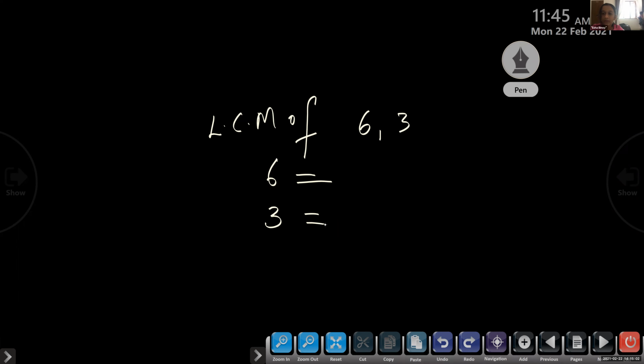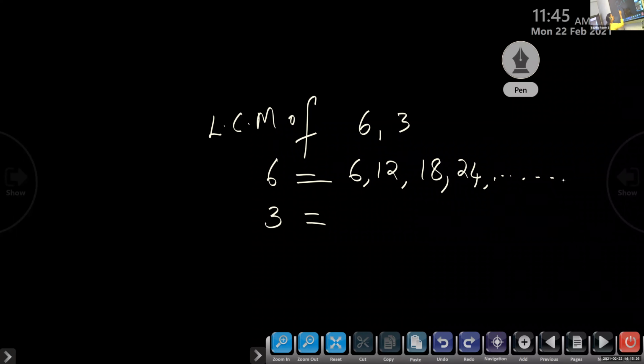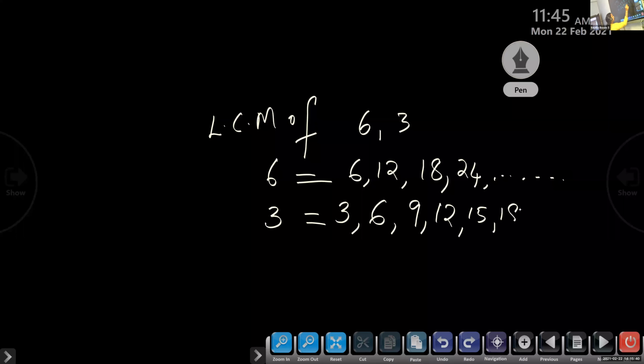6 into 1, 6. 6 into 2, 12. 6 into 3, 18. 24, and so on. So children, the multiples are not limited, it goes on without any end. Now, what are the multiples of 3? 1 three is 3, 3 twos are 6, 3 threes are 9, 12, 15, 18, and so on.